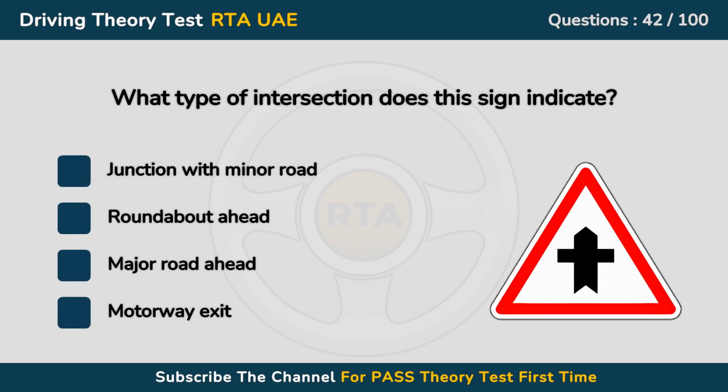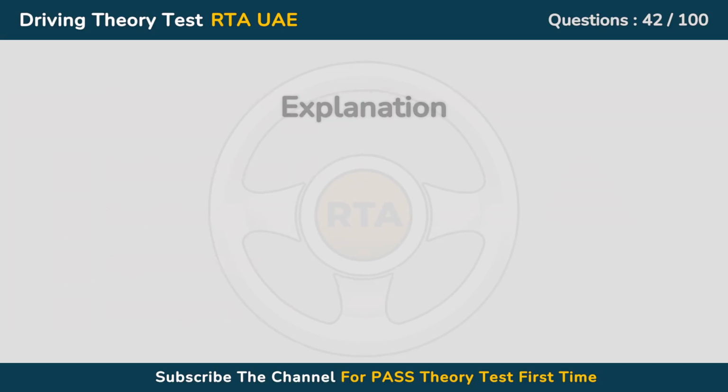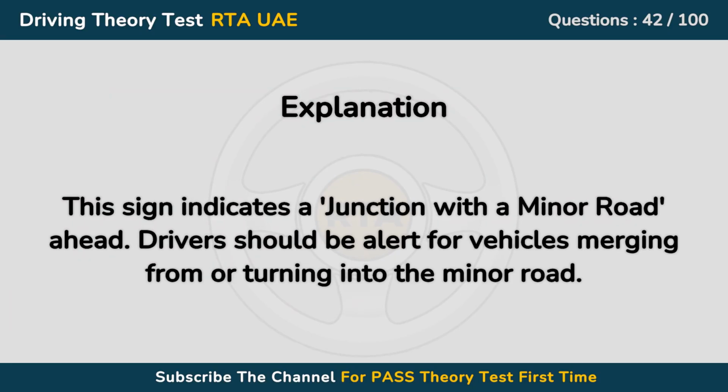A. Junction with minor road. B. Roundabout ahead. C. Major road ahead. D. Motorway exit. Answers is A. Junction with minor road. This sign indicates a junction with a minor road ahead. Drivers should be alert for vehicles merging from or turning into the minor road.